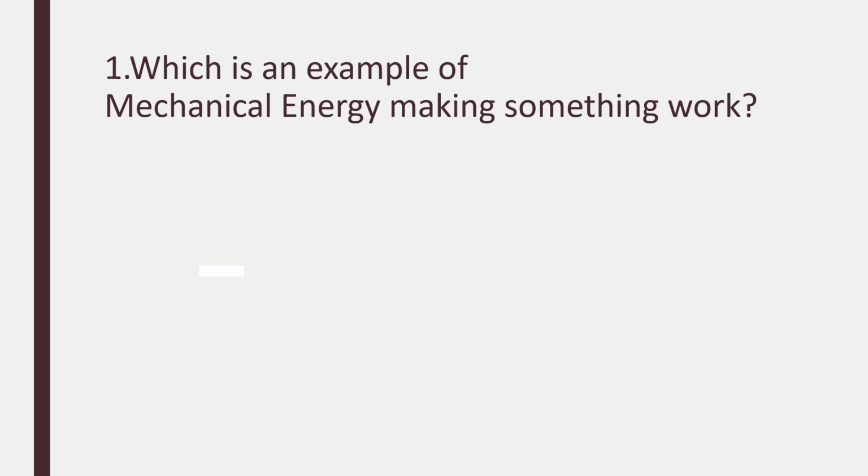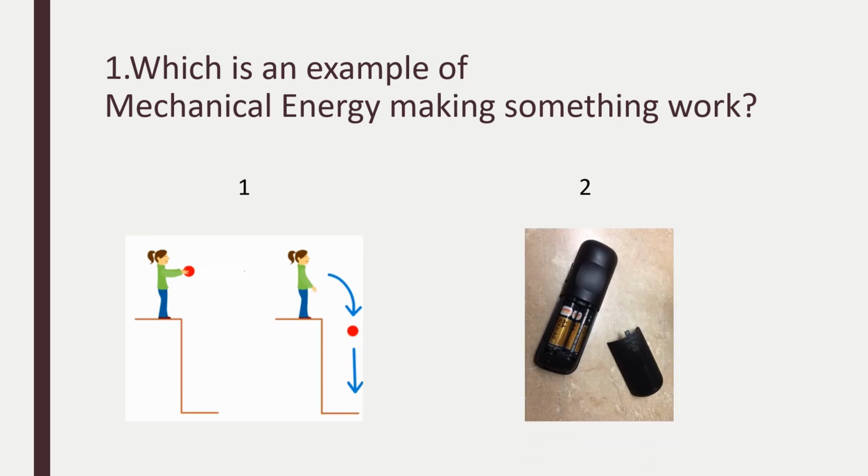Which is an example of mechanical energy making something work? Pause the video and choose either 1 or 2 and explain why. Now, the answer for this one is number 1. Why? Because this girl is dropping the ball, and the movement of the ball, the dropping of the ball, is mechanical energy. M for mechanical and M for movement. Number 2 is not an example of mechanical energy because I see batteries.